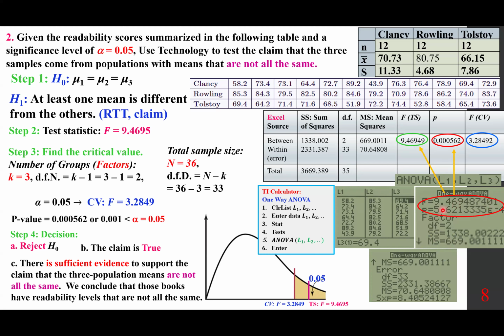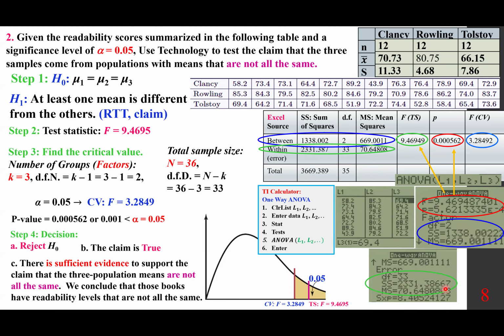I hope you see that this means move this decimal to the left by 4 places. So this is scientific notation, everybody. Then look at this. Sum of squares and MS, we have these two numbers. This is for in between. What about this one? Sum of squares for within is 2331.38667, and the MS is 70.64, and so on.